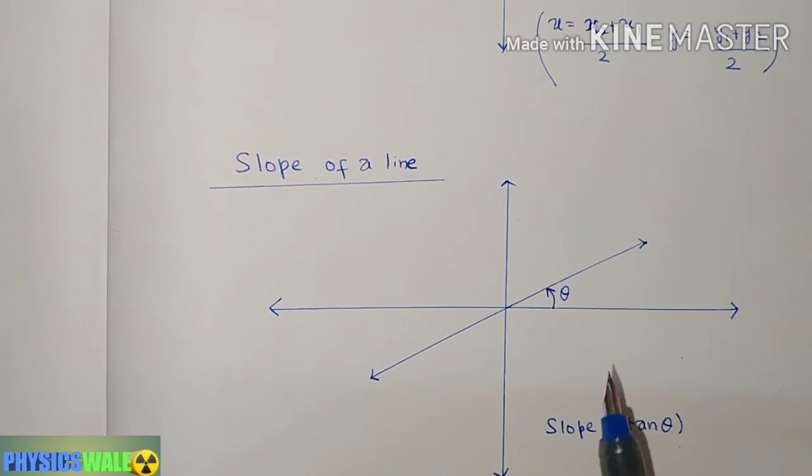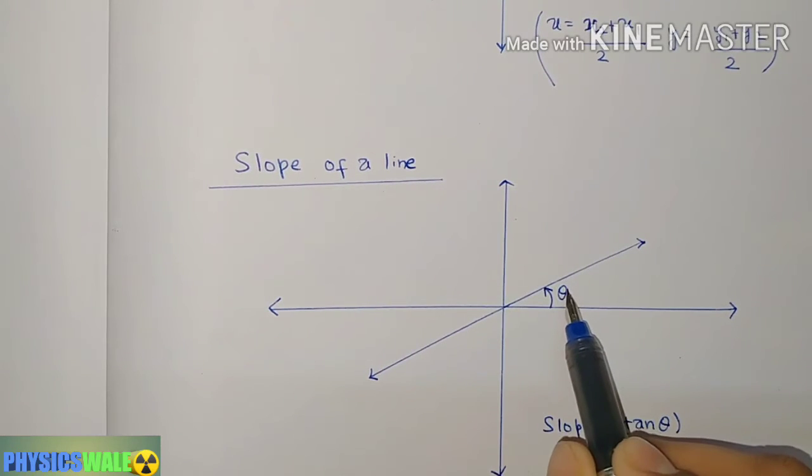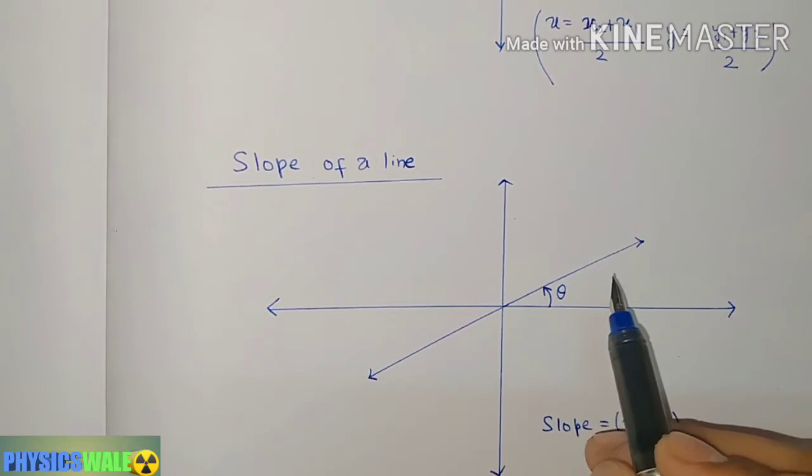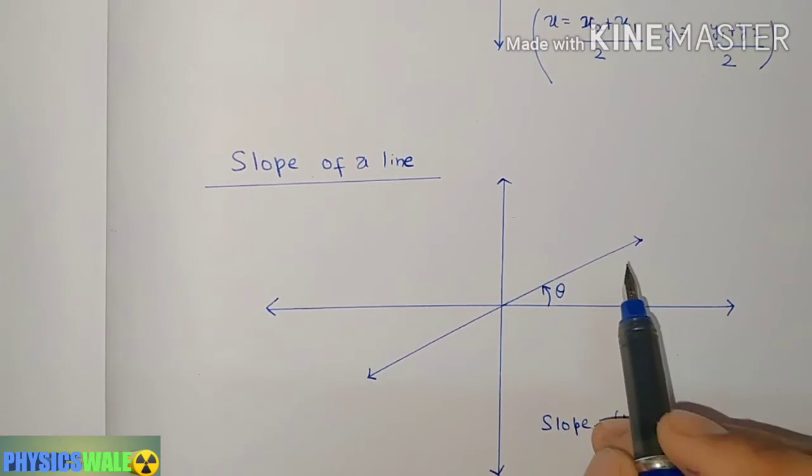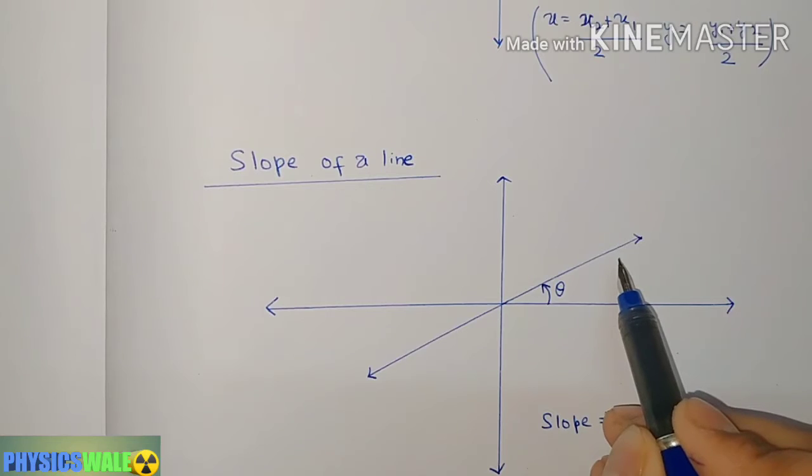In the figure we can see that this angle theta is actually an acute angle. That is, this angle lies in the first quadrant. We know that all the trigonometric ratios are positive in the first quadrant, so we can clearly say that the slope of this line is positive.